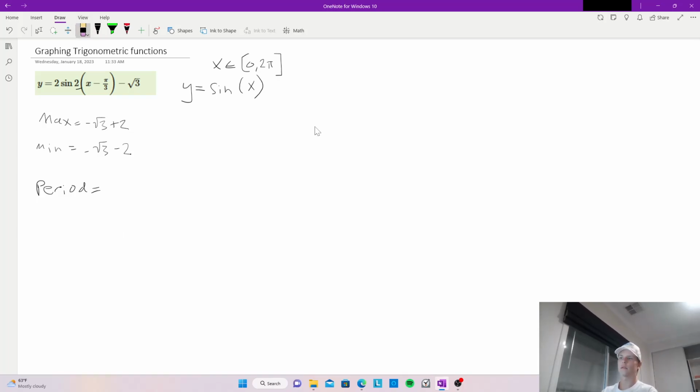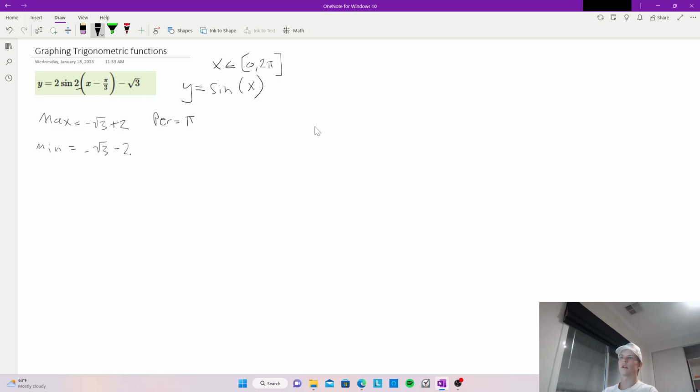I'll just write this up here a bit small. So P is equal to pi, and that's really all we need to know for the moment.